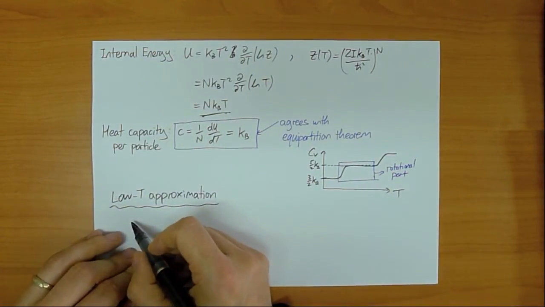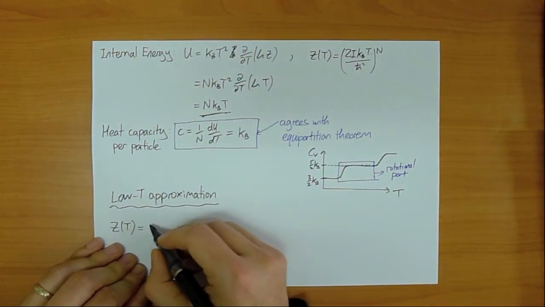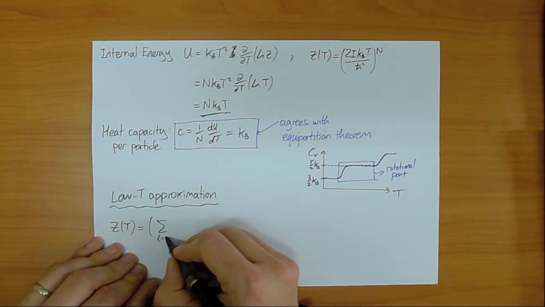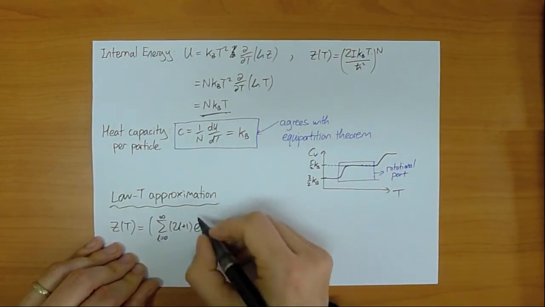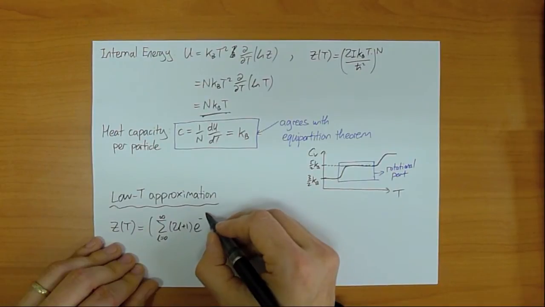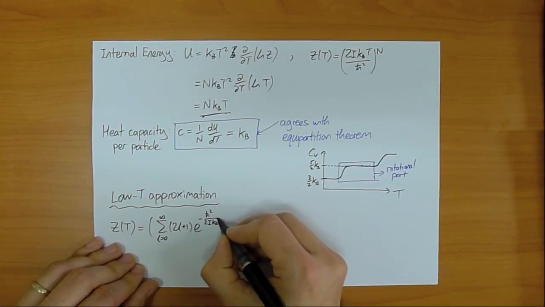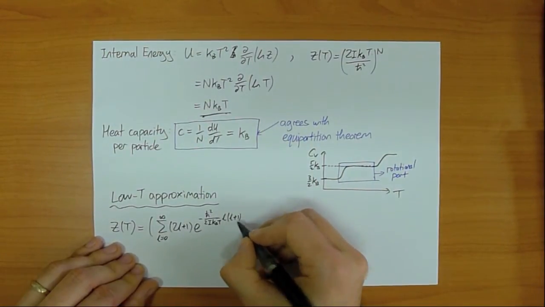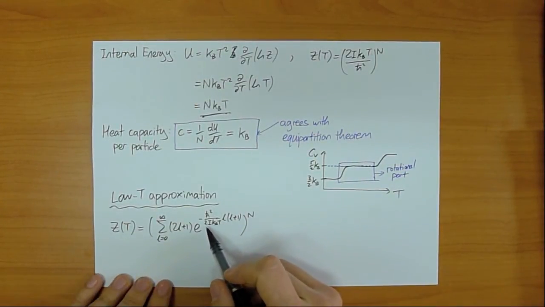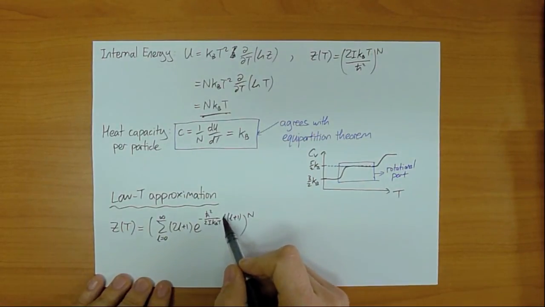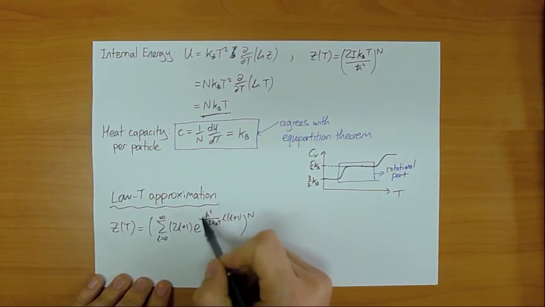Okay, so again, if we write down the exact form we have for the partition function, Z, this was the sum from L equals 0 to infinity of (2L plus 1) e to the minus epsilon L. So explicitly this is e to the minus h bar squared over 2I kBT times L times (L plus 1), all of that to the power N. Right. So in the low T approximation, T is a small number. So that means this prefactor here, h bar squared over 2I kBT, is going to be a large number.